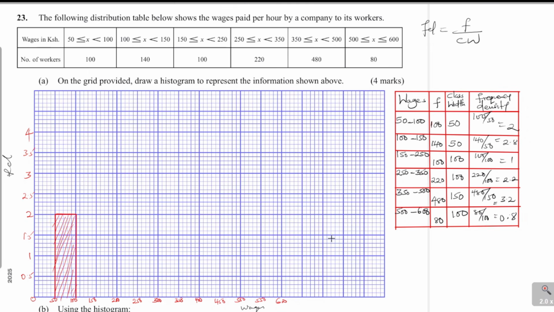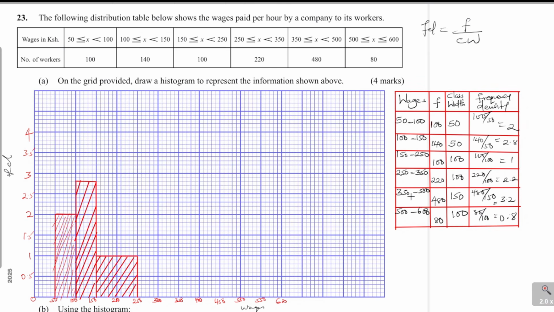The second one, from 100 to 150, is 2.8. So from 100 to 150, 2.8. Then that one goes up to 150 like that. So you can shade it as well. That is all about that class. We go to the next class, 150 to 250. The frequency density is 1. So this one goes up to 250 at that point. Then 1 like that. You can shade that one as well.